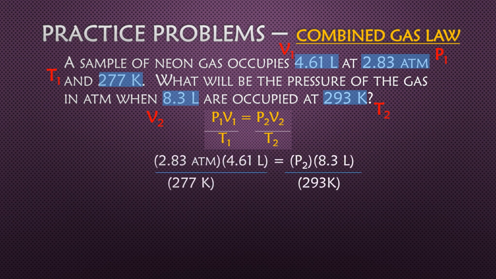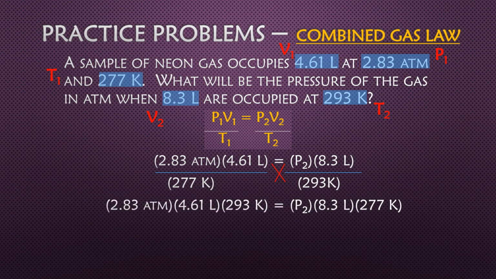We can just go ahead and plug in all of the values that are given in the question, and now we are supposed to find P2. Once again, because we have things in the division, we can do the cross multiplication. So we get 2.83 atmosphere times 4.61 liters multiplying with the 293 Kelvin, and that is going to equal P2 and 8.3 liters multiplying with the 277 Kelvin.